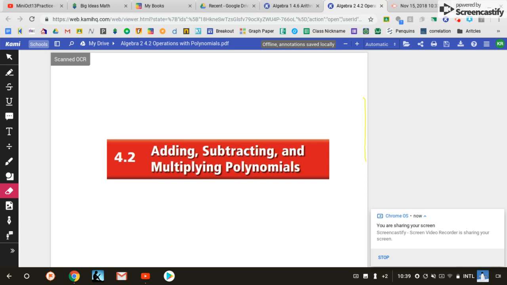For section 4.2, adding, subtracting, and multiplying polynomials. Now I'm going to do all of these in different videos, so make sure you watch them all. I'm also going to go rather quickly, so make sure you utilize the ability to pause, rewind as you need to, and go whatever speed you need in order to make sure you get all of this written down into your notes so that you have it for your quiz.